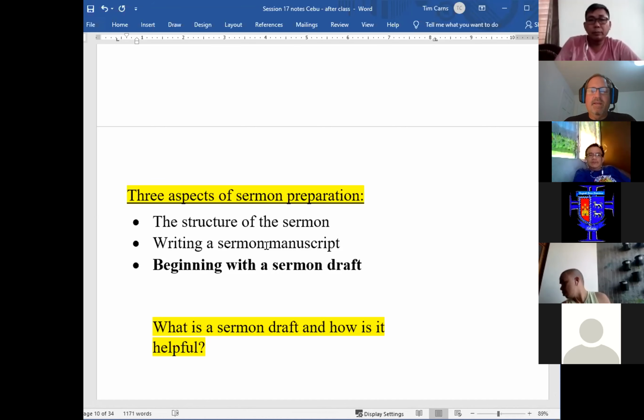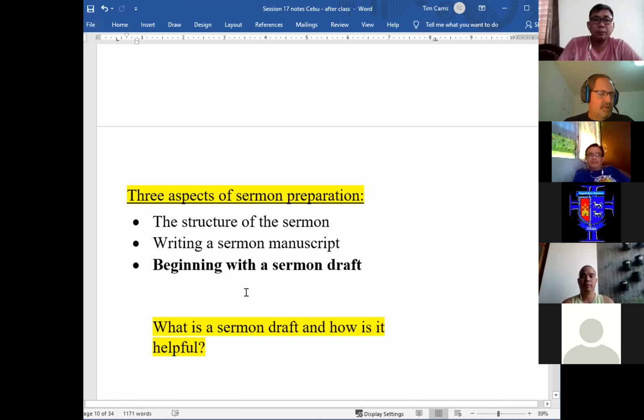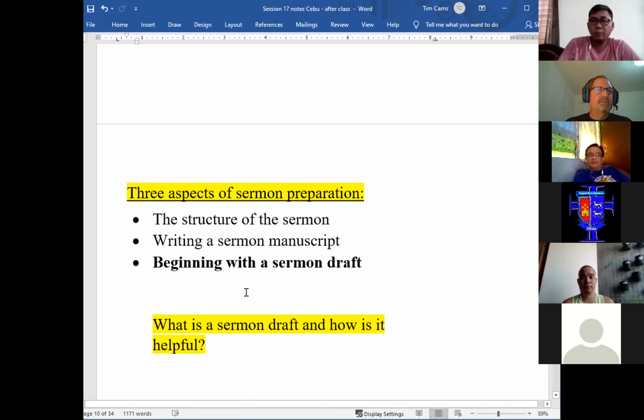And what I mean by that is sort of a skeletal version, one that is not written out in complete sentences that you would read, but sort of like bullet points for each part of the message. I'll show you what I mean by that. So my first question is, what is a sermon draft and how is it helpful?